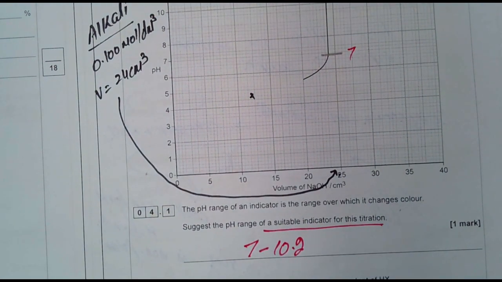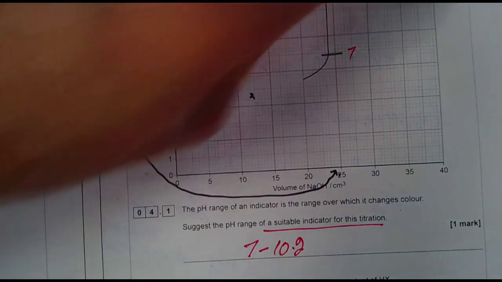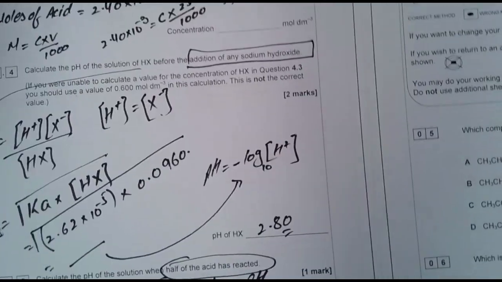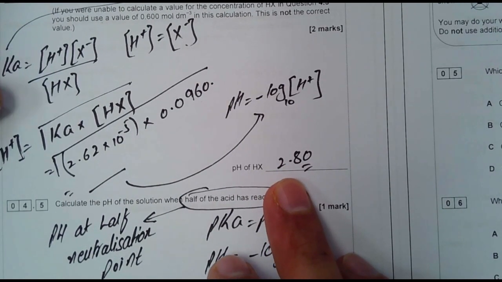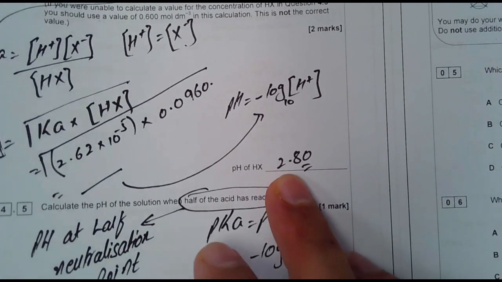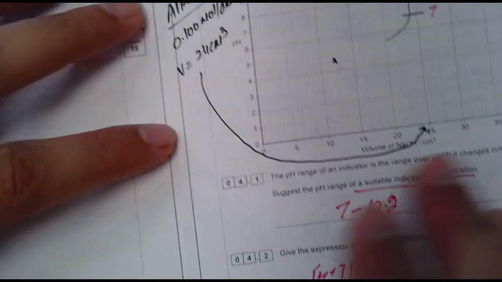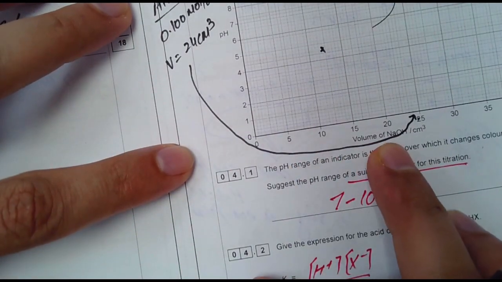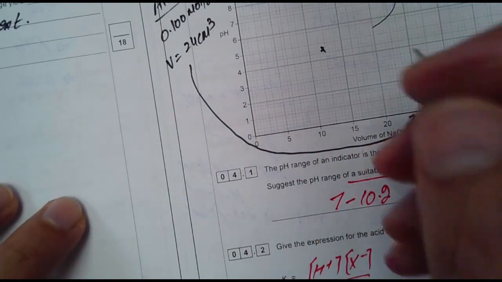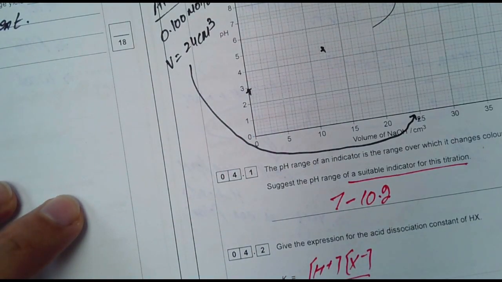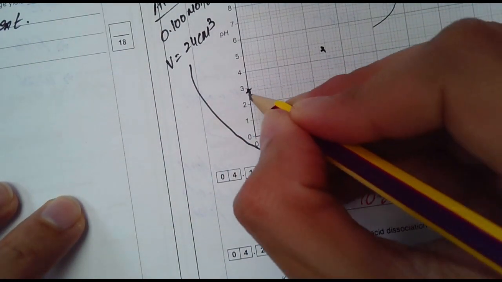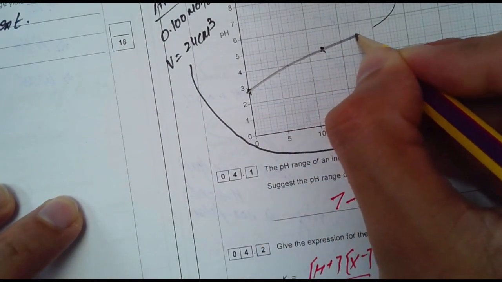Okay, the next one will be, this is the pH of HX. This means nothing has been added to the acid yet. So when no volume of NaOH was added, it was 2.80. 2.80 is over here, and you just have to complete the graph. So it will be like that.